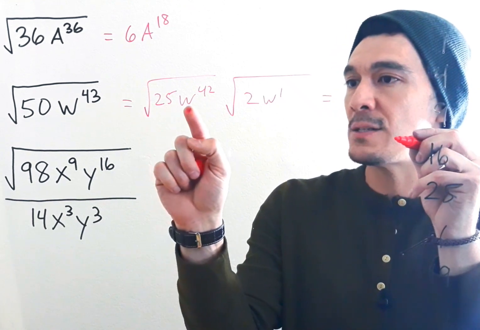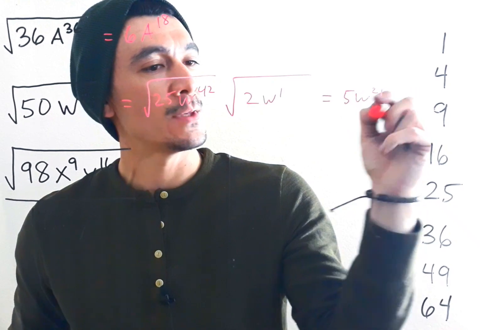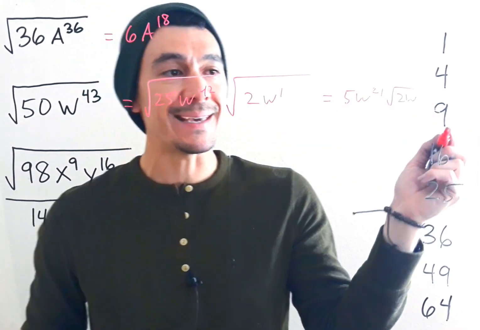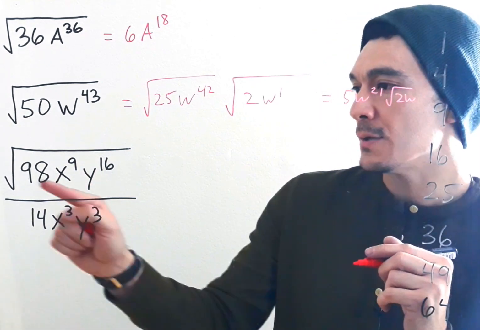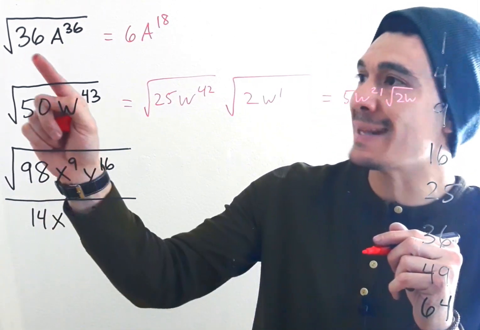That'd be 5w21. And this just goes along for the ride. Done. That's it. Let's try this one here. Square root 98. 98's kind of funky because it's not nice like this.